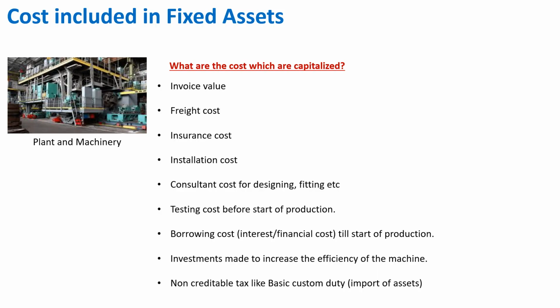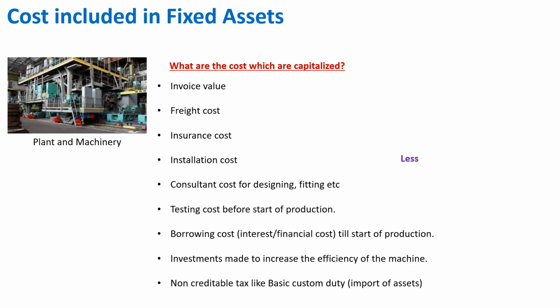Investments made to increase the efficiency of the machine. Sometimes there is a breakdown and a major portion of the asset has to be changed, and the efficiency or the life of the asset will be increased. Those investments also can be capitalized. Non-creditable tax like basic custom duty, right? When you import, if you pay BCD to the customs authority, that is a non-creditable tax item, so that has to be added back to the fixed asset cost.